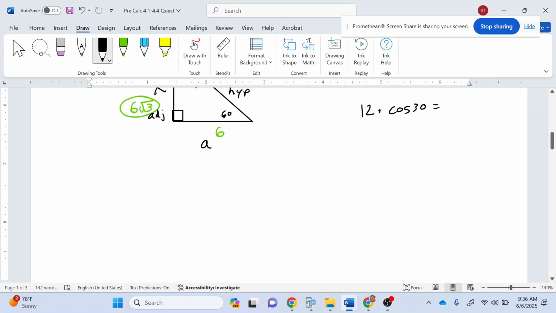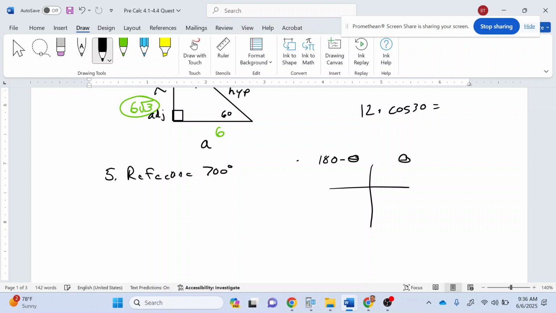Give a reference angle to 700. Sure. So number 5, the reference angle to 700 degrees. Now, first off, in order to calculate the reference angle, you need to know what quadrant you're in. If you're in the first quadrant, it just matches the angle. If you're in the second quadrant, it's 180 minus the angle you have. If you're in the third quadrant, it's the angle you have minus 180. And if you're in the fourth quadrant, it'll be 360 minus the angle you have. That would be your reference angles.